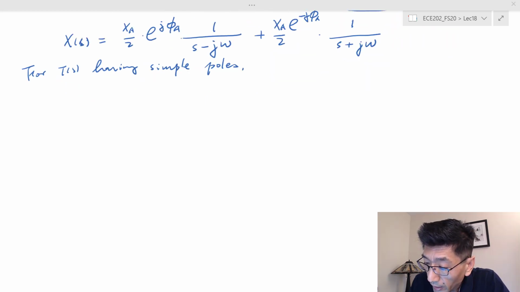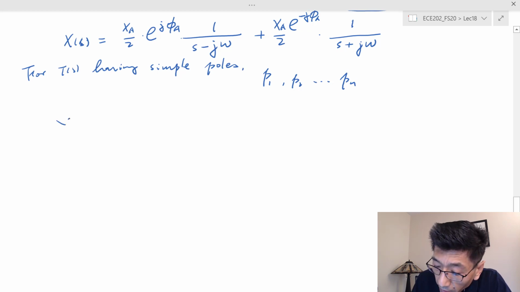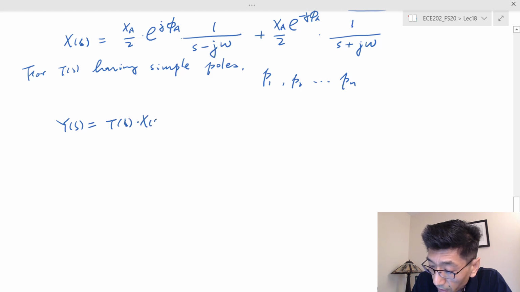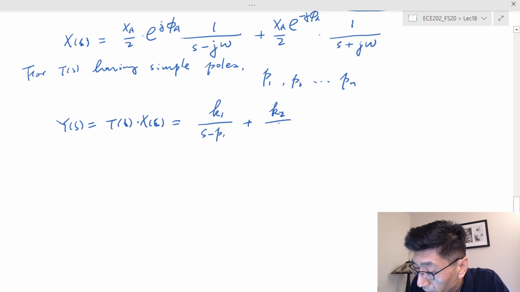So with that, T(s) has simple poles. Let's see, it has the poles p1, p2, and pn. So in this case, Y(s) is going to be equal to T(s) times X(s). So we can do the partial fraction expansion for Y(s). Then we get K1 over s minus p1, plus K2 over s minus p2, plus Kn over s minus pn.